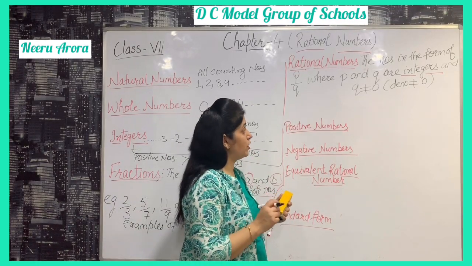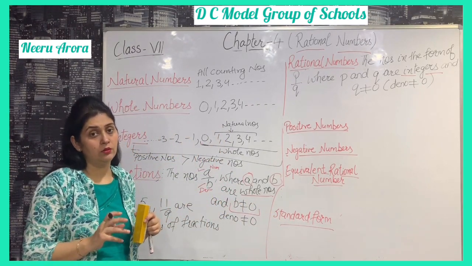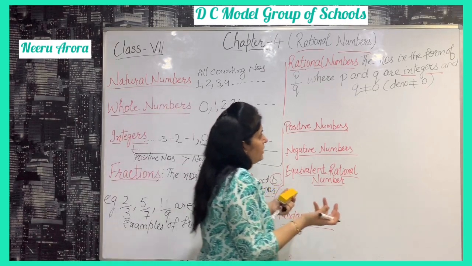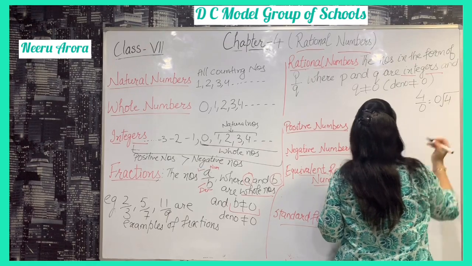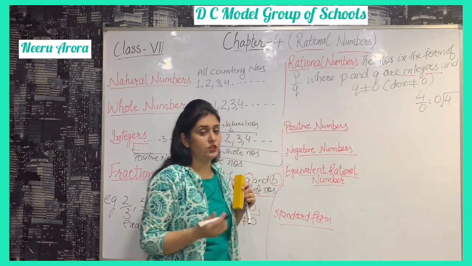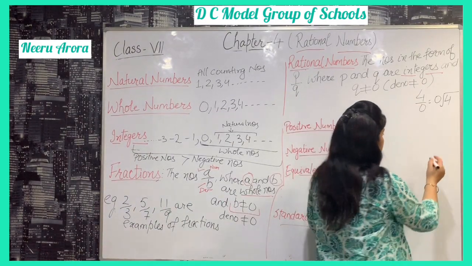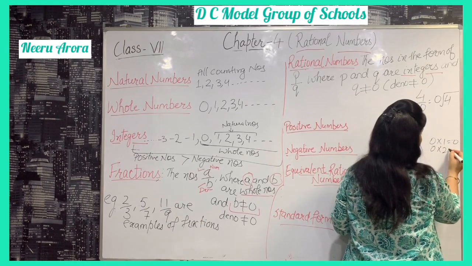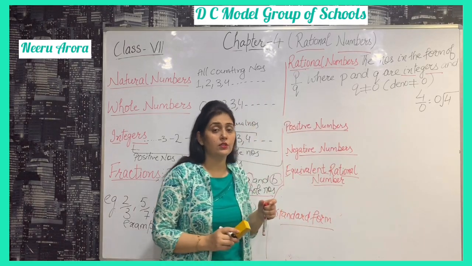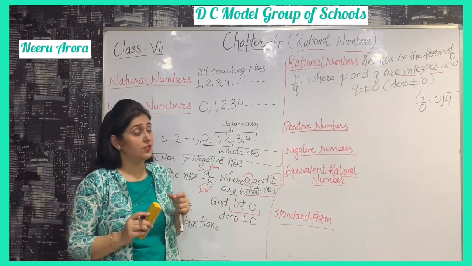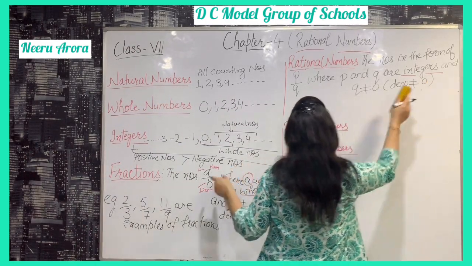And another most important thing, the denominator is not equal to 0. So the numerator can be 0, but the denominator cannot. Suppose we say the denominator is 0, 4 by 0. Now 0 is the divisor, 4 is the dividend. So you just read the table of 0: 0 ones are 0, 0 twos are 0. So is there any space? It is not possible to divide. So the denominator cannot be 0. This is the most important condition in both fractions and rational numbers.